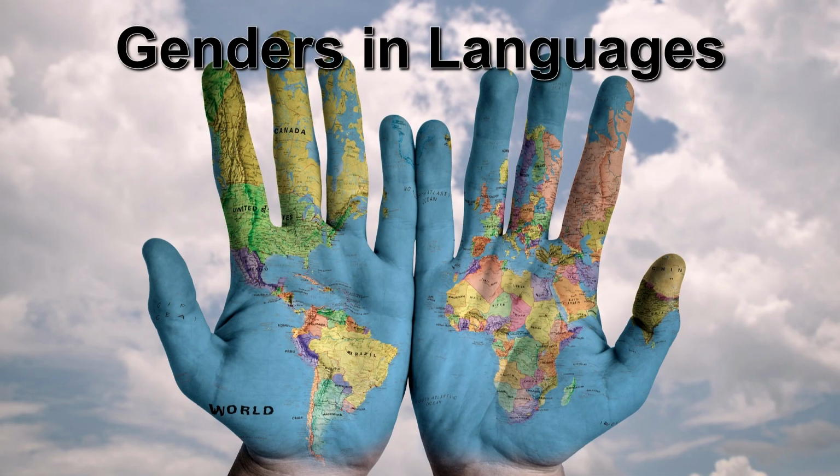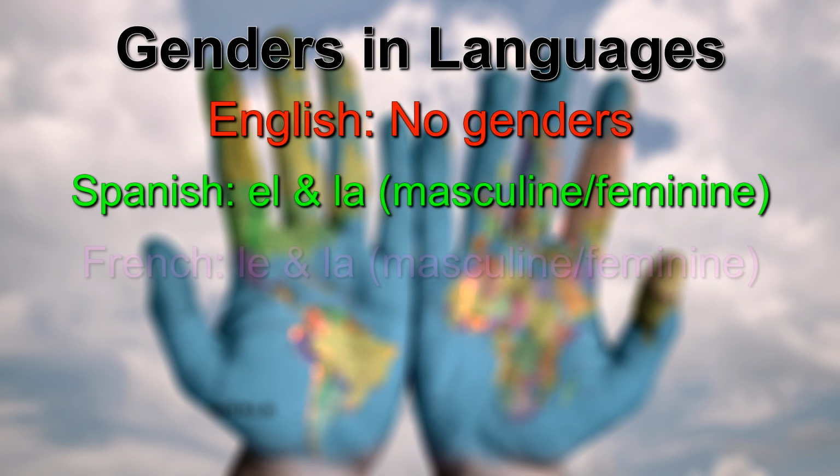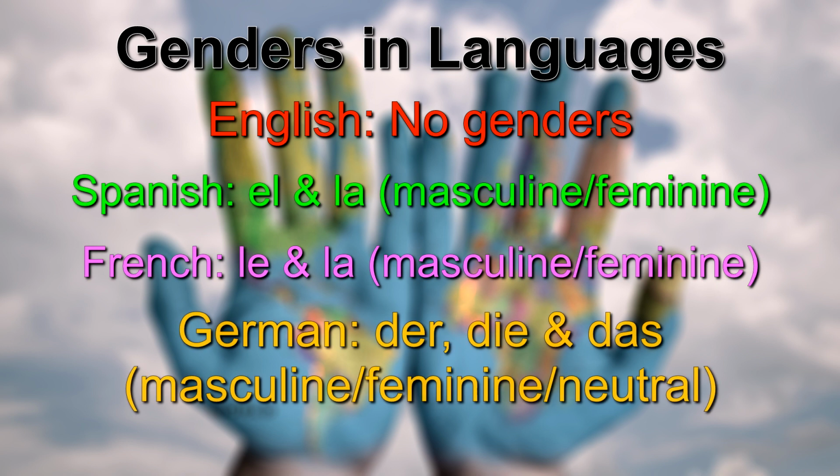In many languages, nouns have genders. English doesn't have any, but Spanish and French have 2, German has 3, and some languages have even more. So let's talk about how these genders influence the articles.